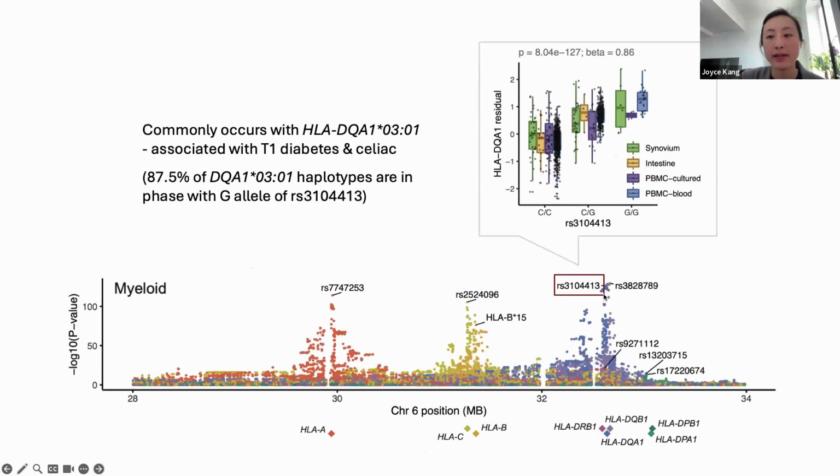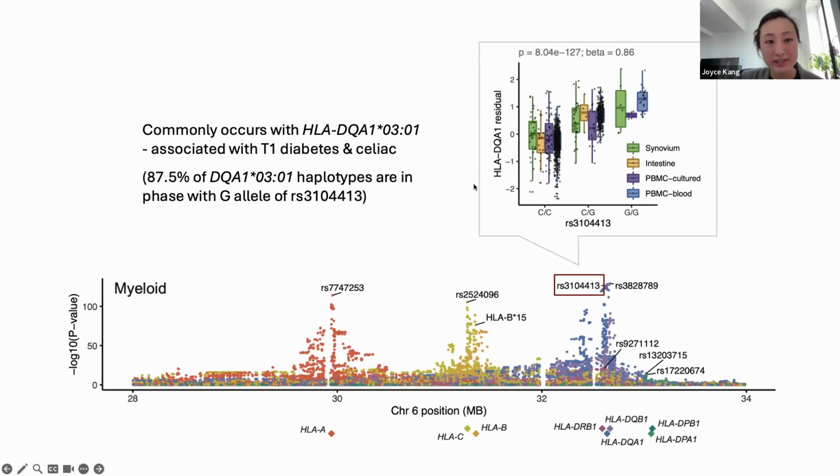If we take a look at one example, this rs310 SNP was the lead eQTL for HLA-DQA1 in myeloid cells. We can look across different individuals and across the different cohorts, which are the different colors, and we see that people with more copies of the G allele have higher DQA1 expression, and it's consistent across cohorts.